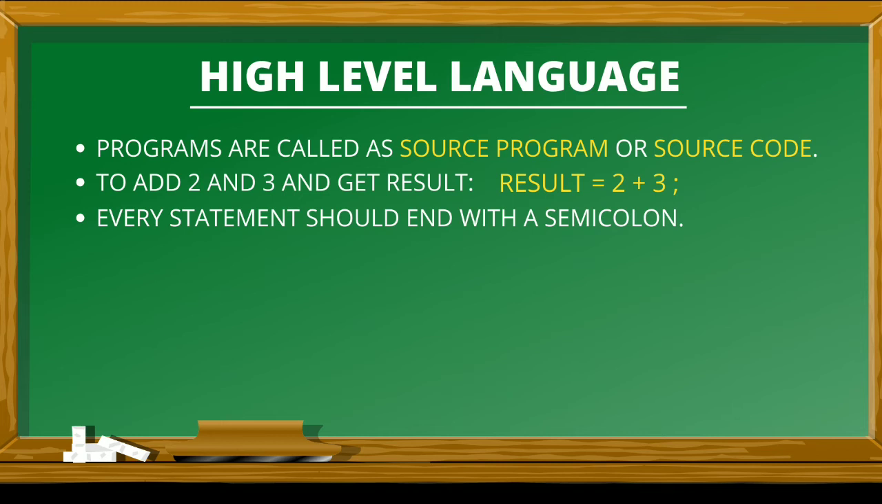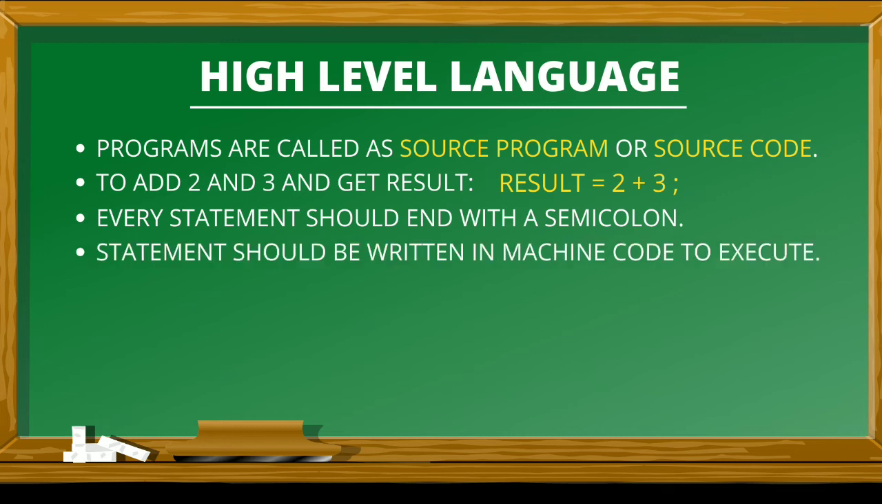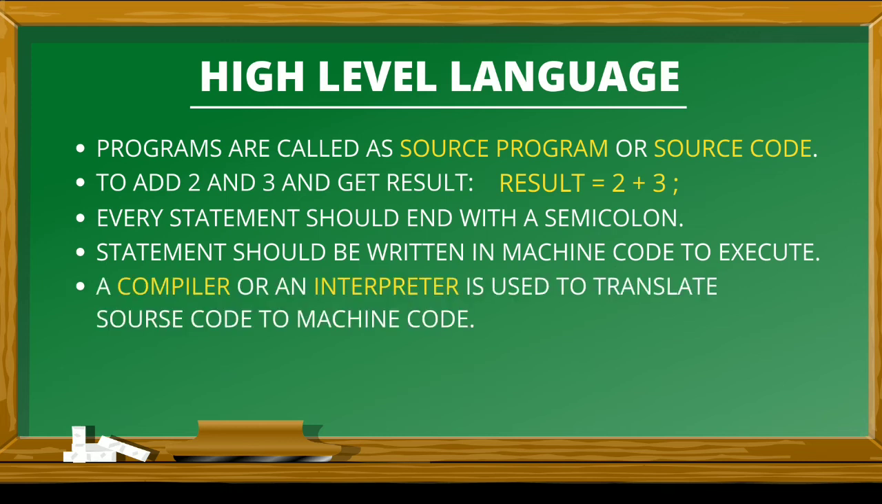Now, just like before, this is a statement written using a high-level programming language, so it cannot be executed. We should translate it to machine code and then we can execute it. So we can use a program called a compiler or an interpreter in order to translate a source code to machine code. Here, source code is the program written using the high-level programming language. So, for example, this statement over here is a source code because it is written in our high-level language.